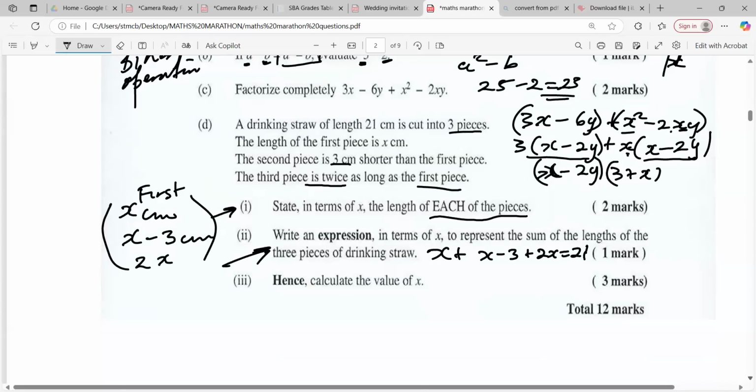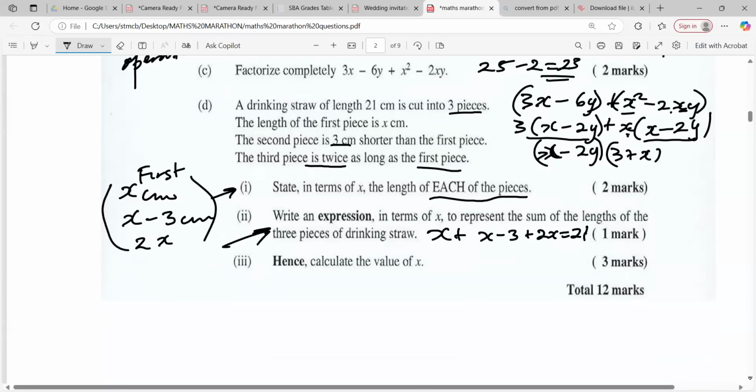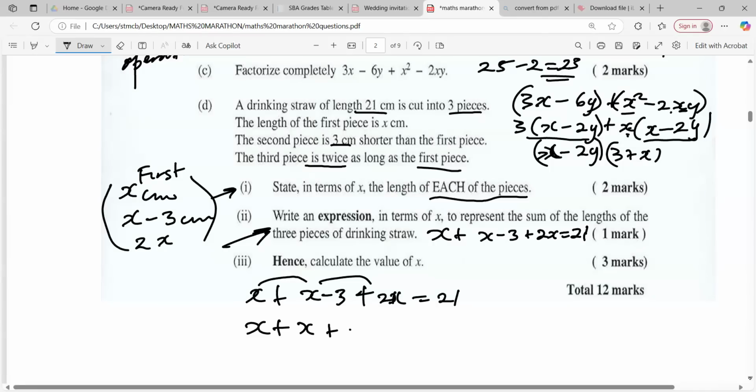All right, it says hence calculate the value of x. So we want to find out what's the value of x. So we add up all of these, right? These are like terms. We could group them first. Sir, where you have 21, isn't that supposed to be 2x? Well, they did say the sum was 21, the length. Oh, yeah, you're right, x plus 2x.